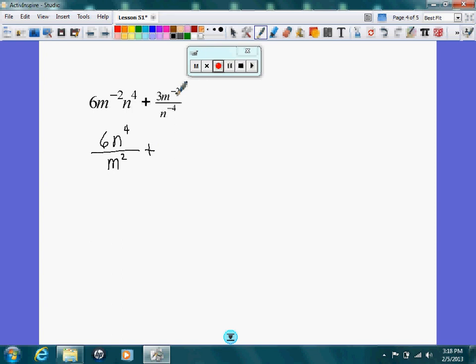Plus, and we have some negative exponents here. Now, the 3 is not raised to a negative exponent. Only the variables m and n are raised to the negative exponent. So the 3 stays up, and the n to the minus 4 would go up and become n to the plus 4, divided by, and the m to the minus 2 would go down, and become m to the plus 2 now.